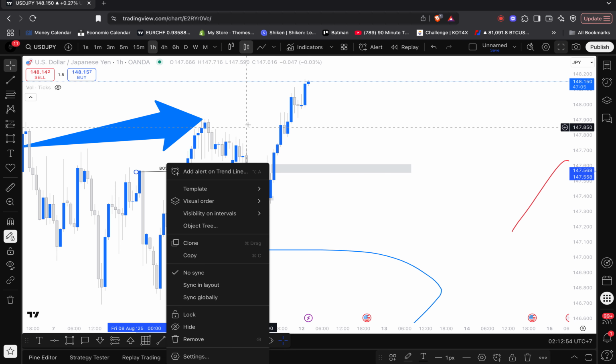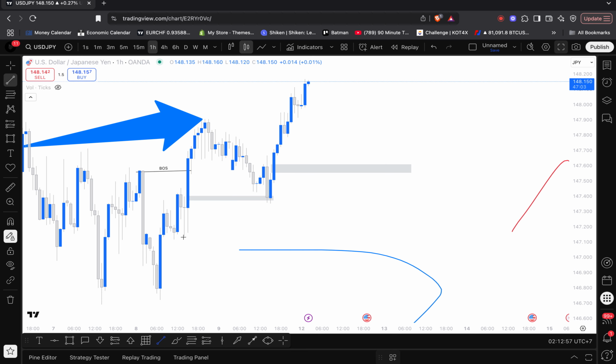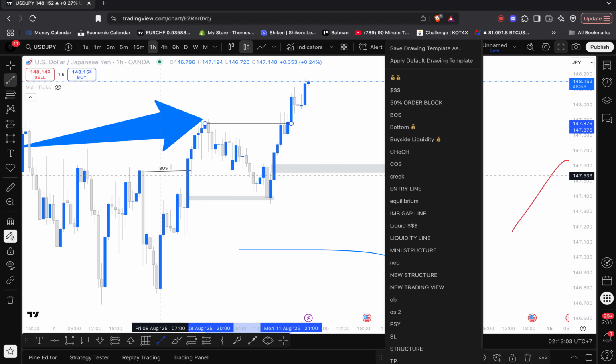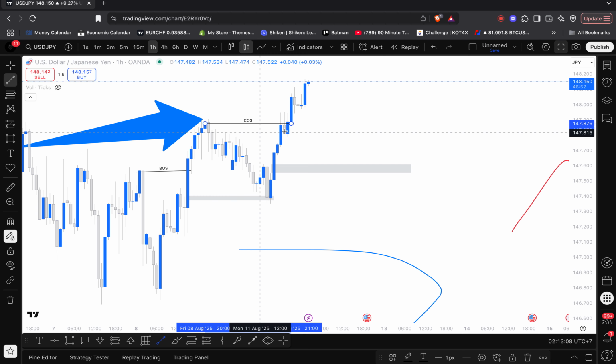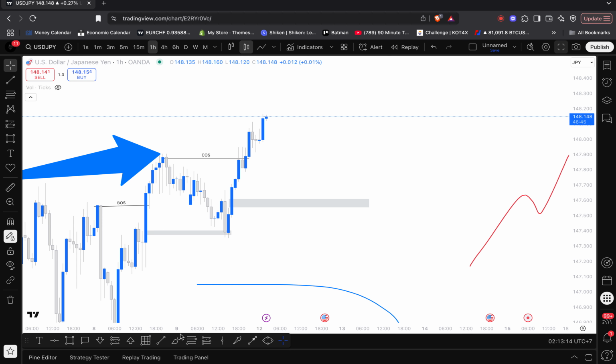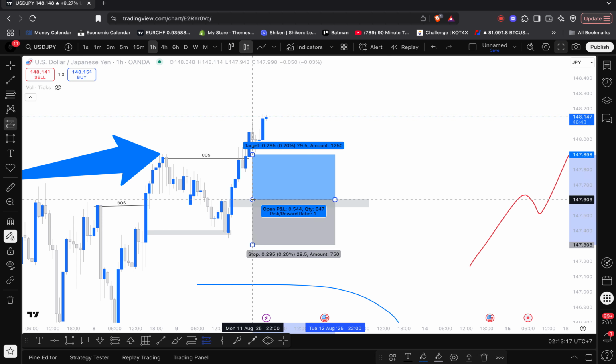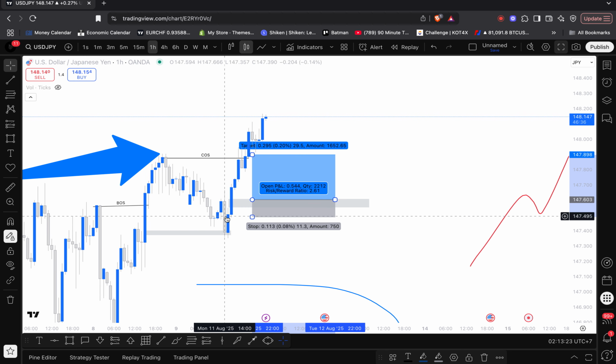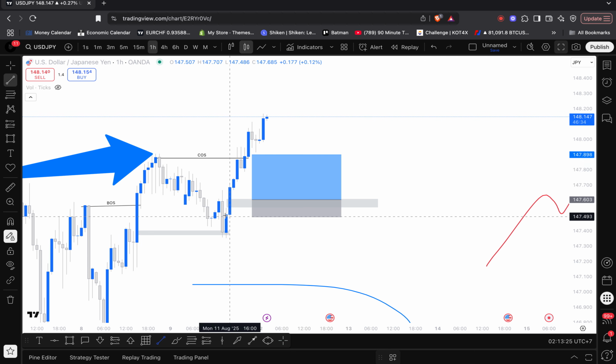So this is not a BOS. The first one is a BOS. This one would be a COS, because the structure is continuing from where it broke, which was at the beginning. It broke, disrupting the structure, and now it's continuing that disruption. And so the first is BOS, the second is COS. So it's continuing, and then what you do is you can wait for, let's say, to trade here, wait for it to come down again, and you can enter and tighten your stop loss right there.